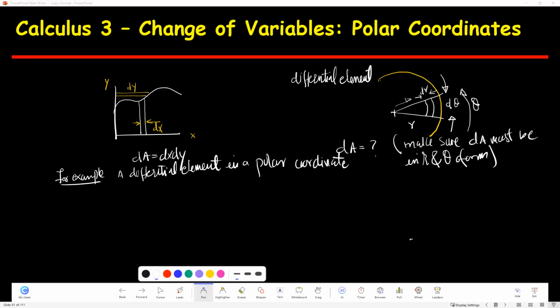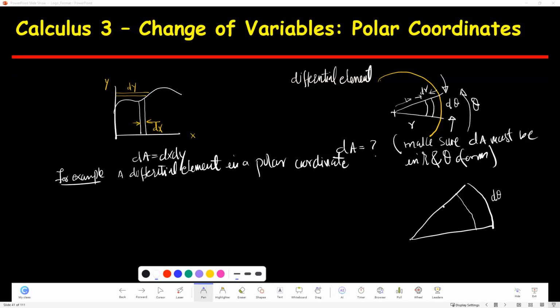And how is it going to look like? Let's take a look. I have this, and I'm going to call this one d theta. Then I have to go this way, so I'm just going to make a line, right? Make a line like here.